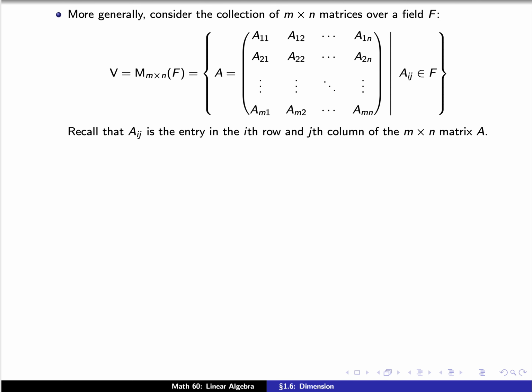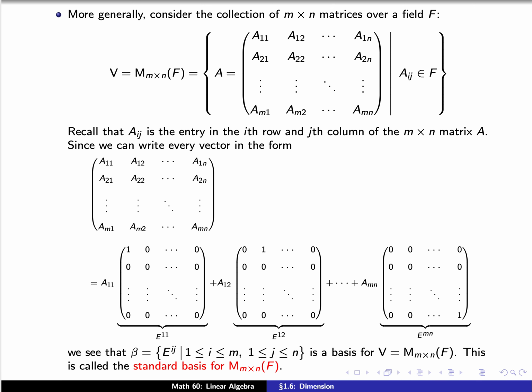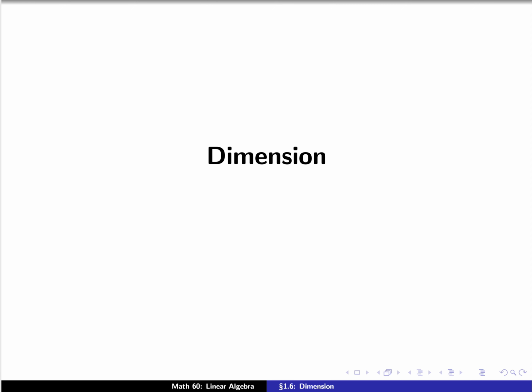More generally, let's consider the collection of M by N matrices over a field F. Then we can express every vector as a linear combination of these matrices that we denote by E superscript ij. The collection of these matrices is what we call the standard basis for this collection of matrices. Now, we can introduce the concept of dimension. And we'll begin with the result that explains how.